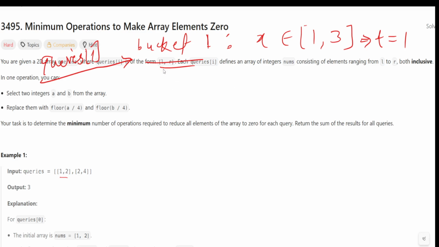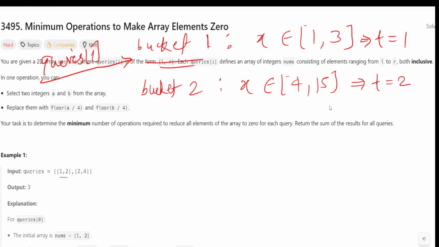When we talk about bucket 2, the range is between 4 and 15, and this time it gives you t equal to 2. Similarly, for bucket 3 the range will be between 16 and 63. Why I'm taking that, you will understand, don't worry. Now t is nothing but 3.